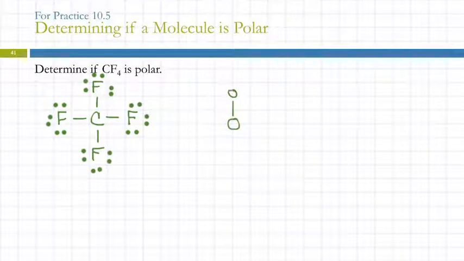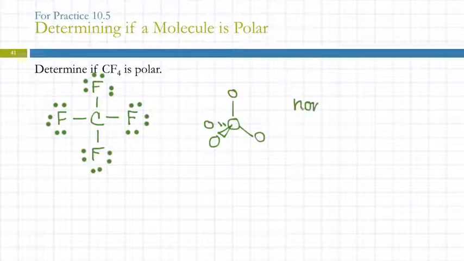So we could draw a picture of this, and it's going to be symmetrical in shape, right? And so if you think about adding the vectors, those are all going to add up to 0. So this would be a nonpolar molecule.